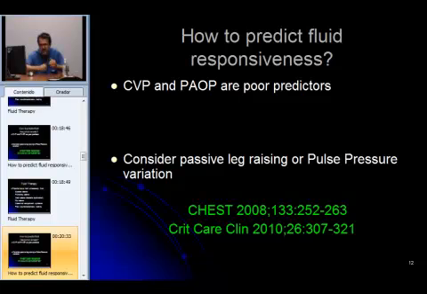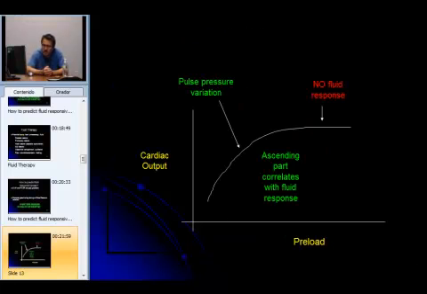Instead of using those static measurements of preload, what you all should be using is dynamic measurements of preload. And that's what we're going to talk about, like passive leg raising and pulse pressure variation. So let's say you have a patient with sepsis and you give 1 liter, 2 liters of fluid. Most guidelines will tell you to start with 20 to 30 mLs per kilo of fluid. And let's say you give that fluid.